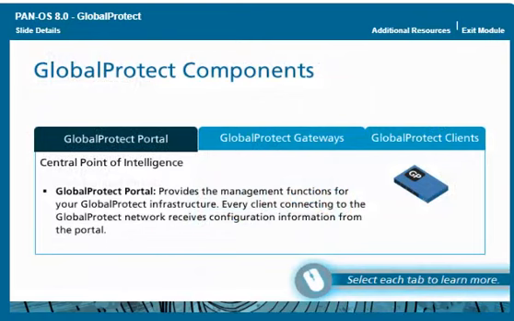Global Protect deployment has three major components. Global Protect Portal provides the management functions for your Global Protect infrastructure. Every client connecting to the Global Protect network receives configuration information from the portal.